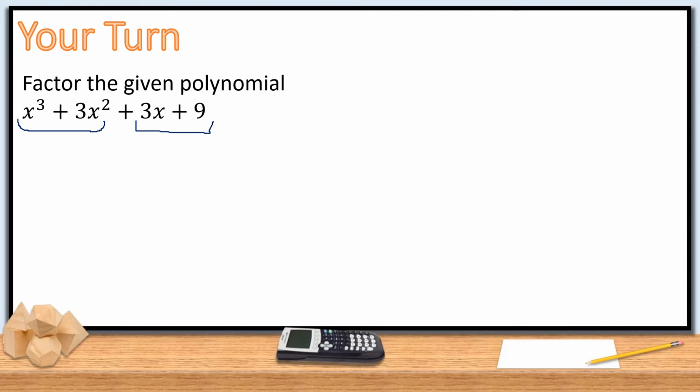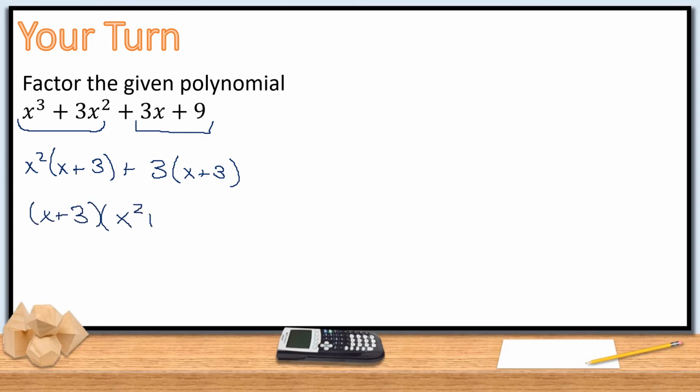So greatest common factor of the first two is just x squared, and you get left with an x plus 3. And then the second one, 3 is the greatest common factor, and you get left with an x plus 3. So then x plus 3 is your greatest common factor, and the other one is x squared plus 3. And x squared plus 3 is irreducible, so we are done.